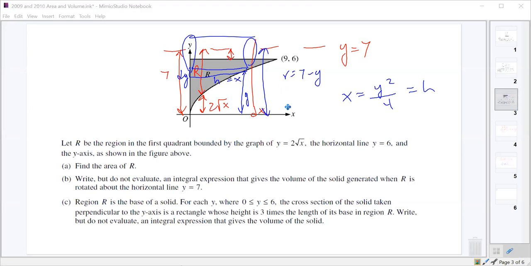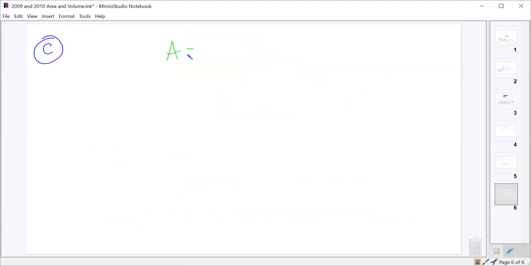So okay, the region is the base of a solid. Cross sections perpendicular to the y-axis are rectangles. I'll do this in green. And the base in it is 1/3 of the height that comes out of it. So we have a base and we have 3 times the base for this length there. So our area of our cross section should be 3 times the base squared.